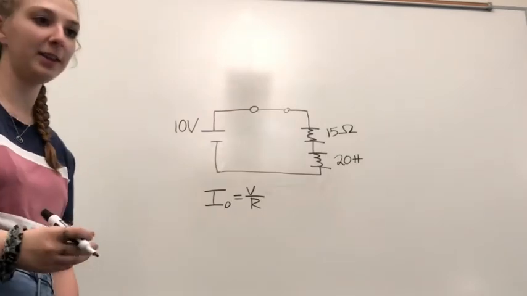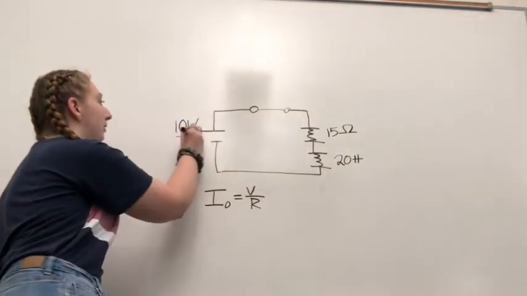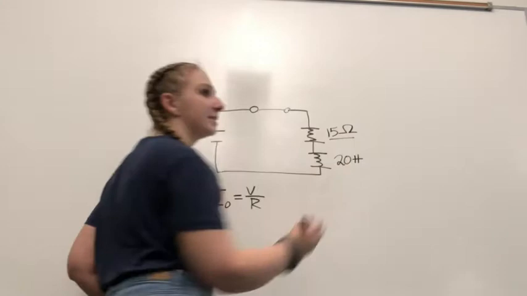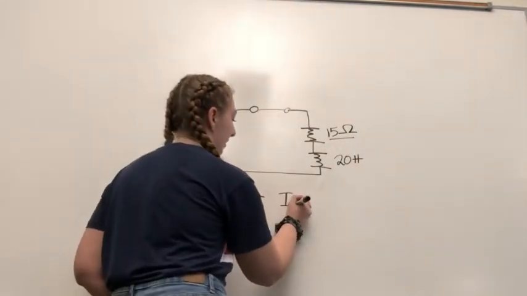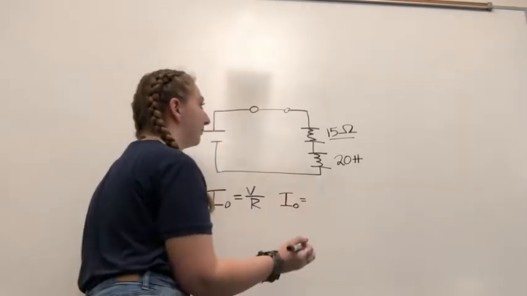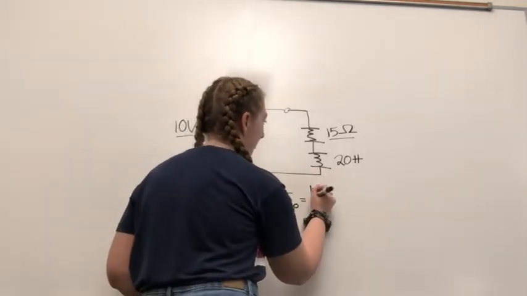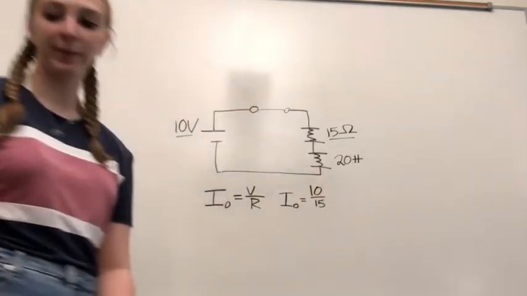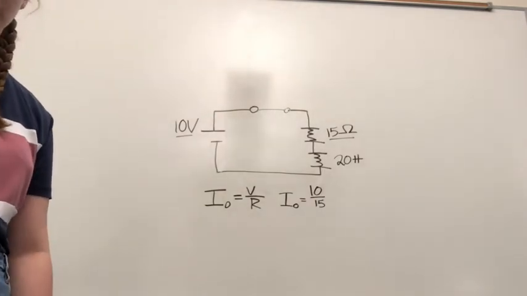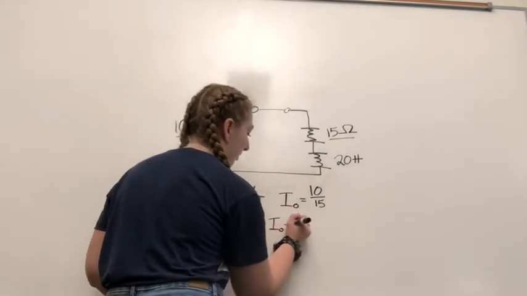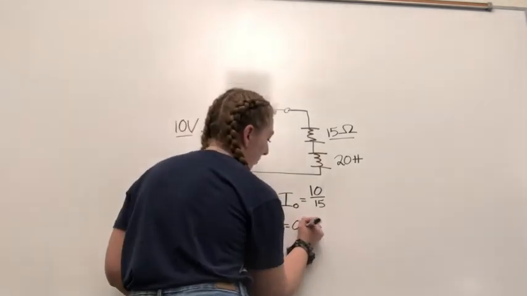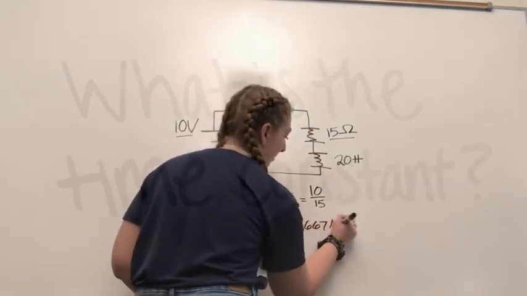So in this, we have our voltage and we have our resistance. So all you have to do is plug in. Our I max is going to equal 10 divided by 15. Now that equals 0.667 amperes.